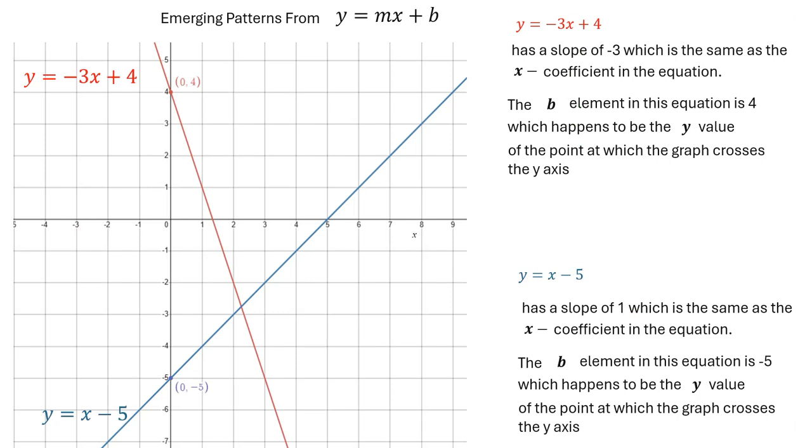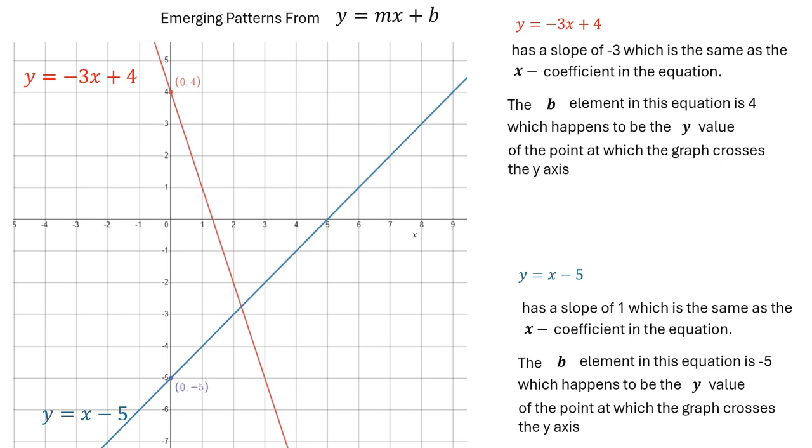Now let's take these 2 equations and their graphs, and let's put them on the same Cartesian plane. I want to notice a few patterns about this. We established that the slope for y equals x minus 5 was 1. This equation has a slope of 1. Look at the x coefficient of this particular slope. The x coefficient of this equation is 1. The slope is also 1. This is no coincidence.